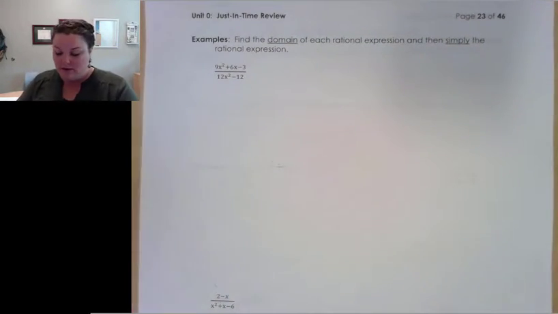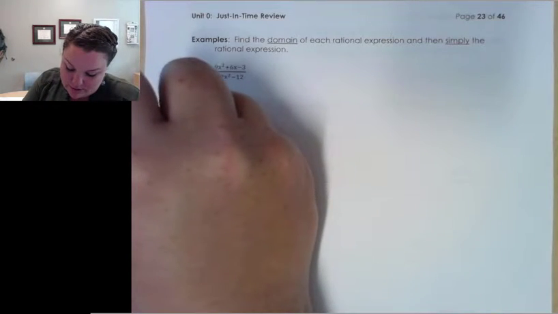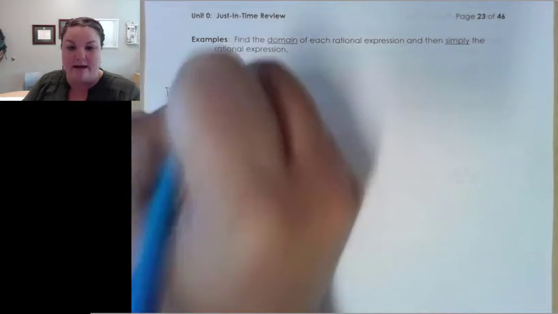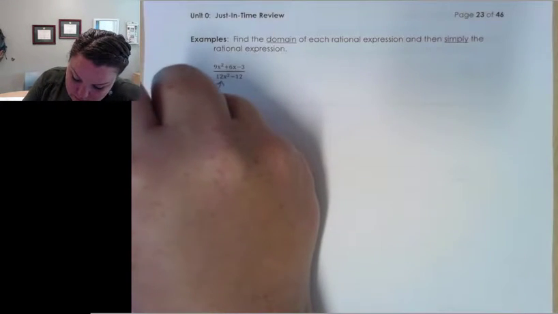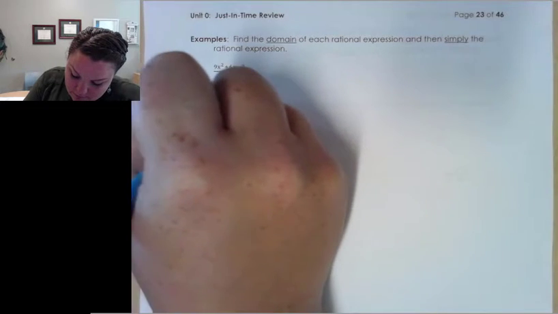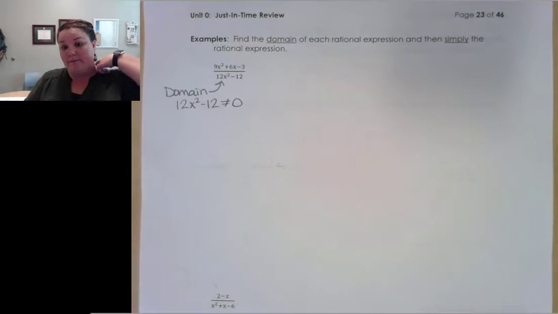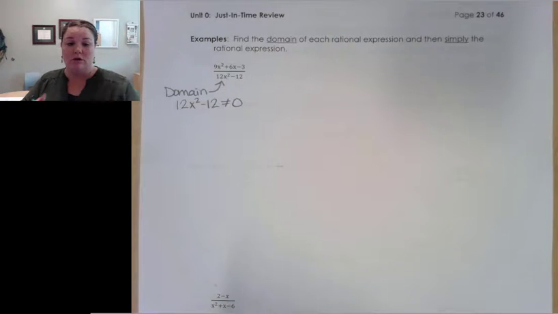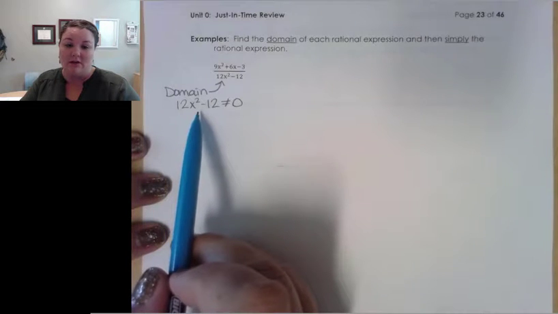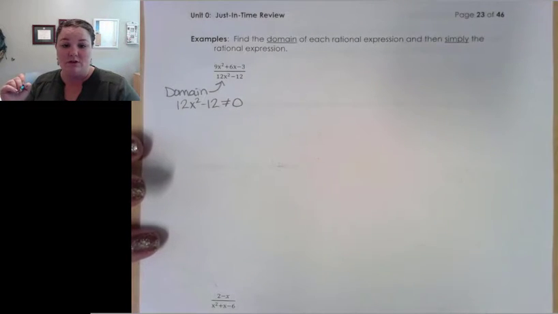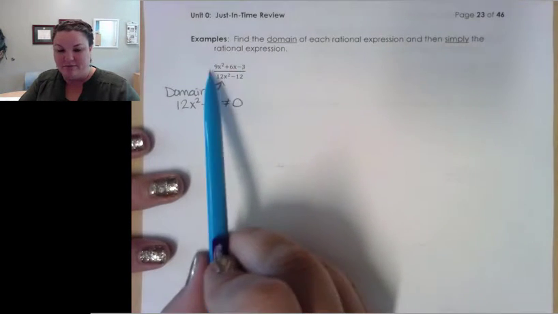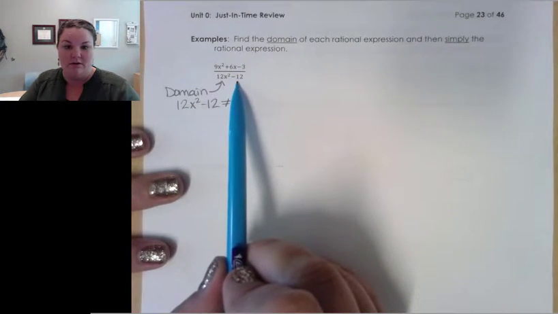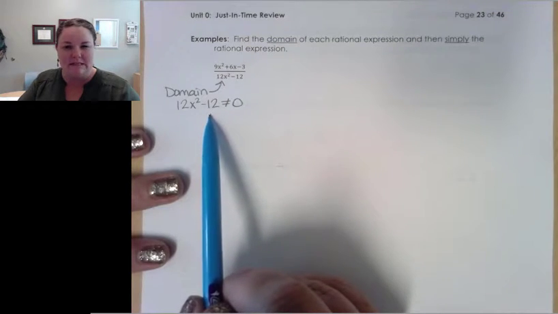So on this one, I'm going to go ahead and find the domain first. Remember, the domain we get from the denominator because we don't want the denominator to be 0. So 12x squared minus 12 cannot be 0. Okay, so this one, I always look for a greatest common factor first. Actually, this one could be solved by using that new square root method we just learned. But I'm going to go ahead and solve it by factoring because I know in order to simplify this, I'm going to have to factor top and bottom. So if I do the factoring now, it saves me a step later.